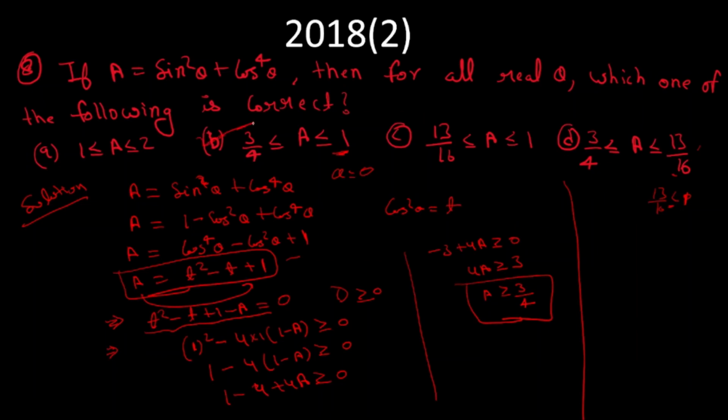So option B is correct. Why didn't I solve to find its maximum value? We found only its minimum value, because there is no restriction on theta. Theta can be anything, so I took theta as 0. When I took that, we get a equal to 1. So a equal to 1 is possible when theta is 0. So its maximum value is 1, and its minimum value is 3 by 4. I think you understood.